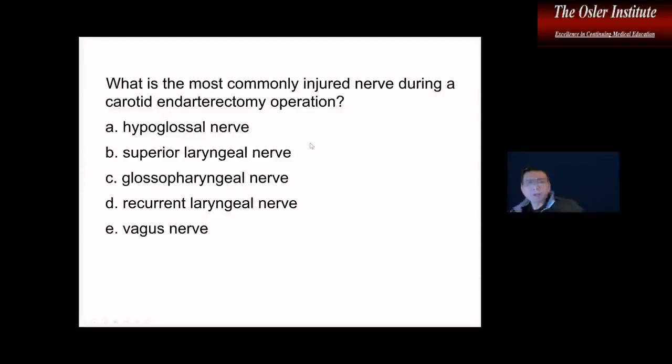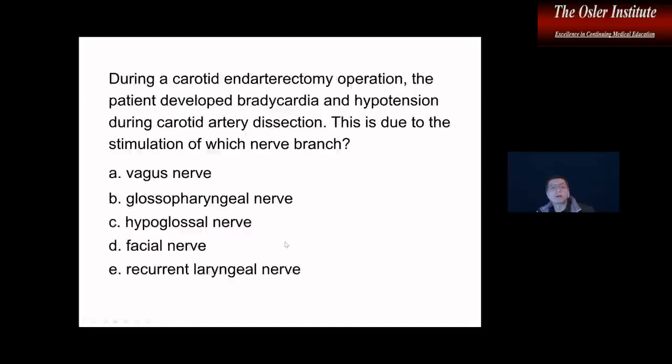All right, next question. What is the most commonly injured nerve during a carotid endarterectomy operation? A, hypoglossal nerve, B, superior laryngeal nerve, C, glossopharyngeal nerve, D, recurrent laryngeal nerve, E, vagus nerve. All right, folks, tell me what you think. All right, I have some people respond to E. Some people respond to C. All right, the answer is E, vagus nerve. I'll come back and talk about these questions in a second.